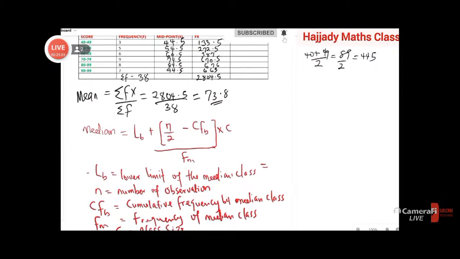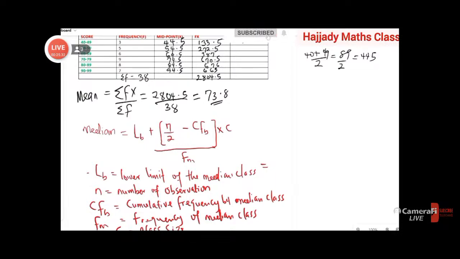Looking at this, the first thing for us to determine is our median class. For you to determine your median class, in our last video, you can check, we talked about how to determine the median from grouped data. Now, the summation F we have here is 38. So when you divide 38 over 2, it gives us 19, right? So let's calculate our cumulative frequency. Cumulative frequency means addition of the subsequent frequencies.